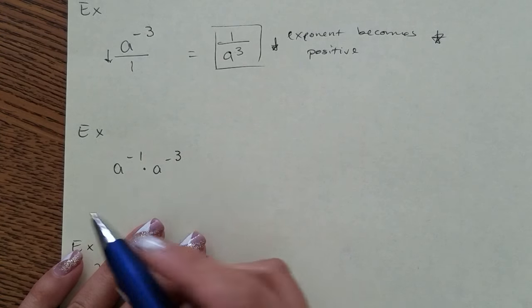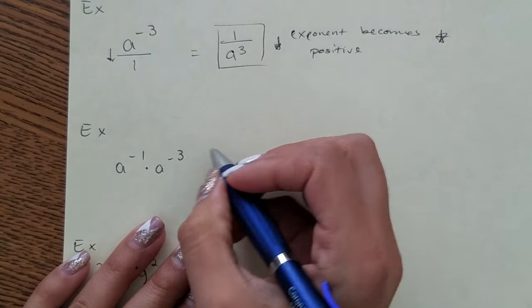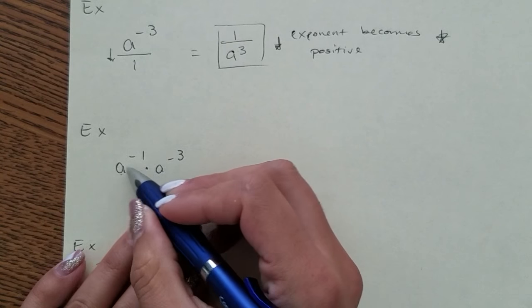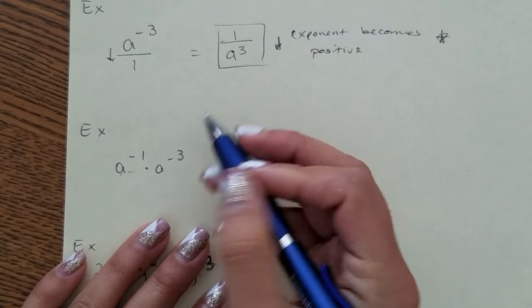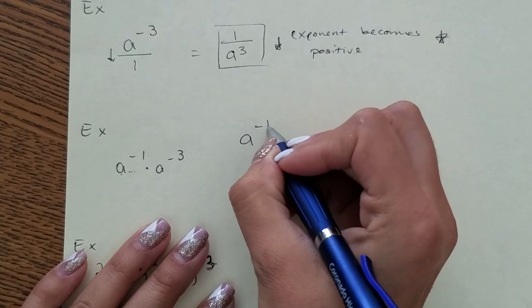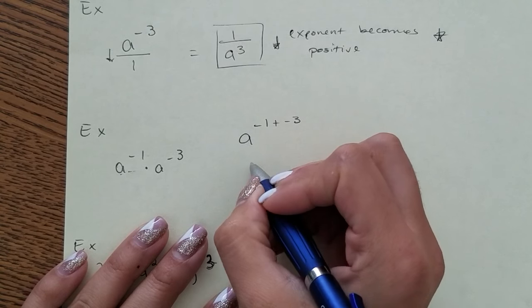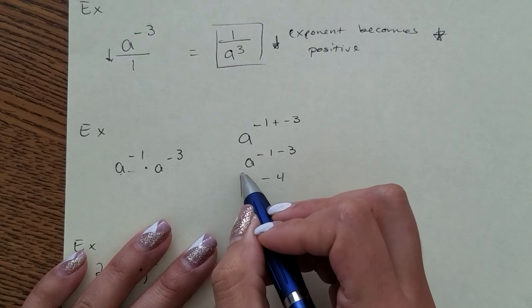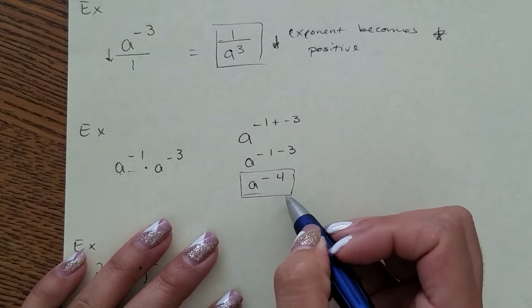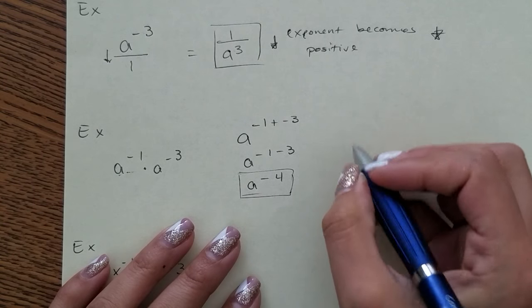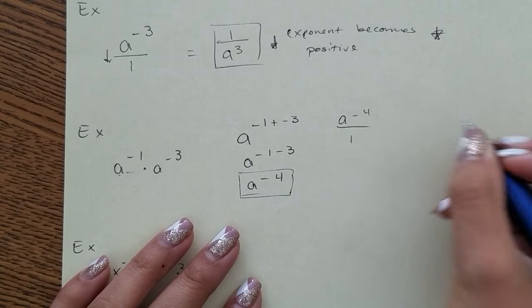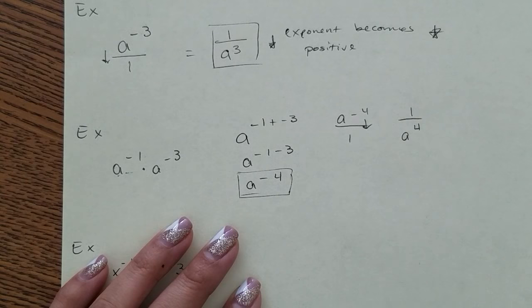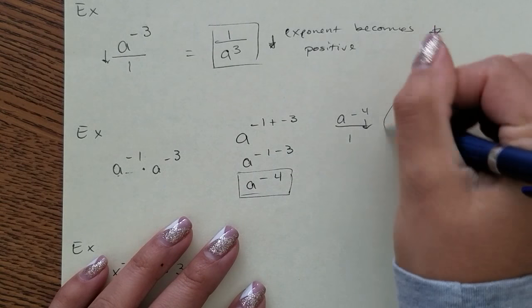Okay, here there's 2 ways you can do this. I'll show you both ways. You can go ahead and multiply across. You know that when you multiply two terms that have the same base, you're going to add these. So that would be a to the negative 1 plus negative 3, which is just a to the negative 1 minus 3, which is a to the negative 4. We don't like negative exponents, so you always want to simplify that further. So then you would have a to the negative 4 over 1, and then you would just bring that down. So that would be 1 over a to the positive 4. Okay, so that's one way that you could do it. This is the answer that we want.